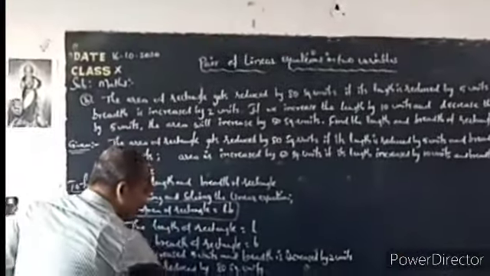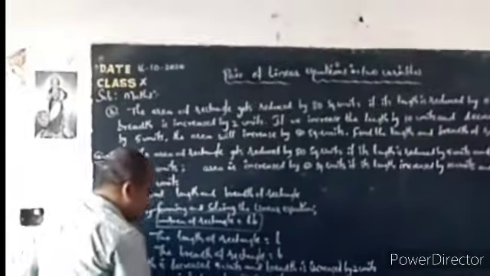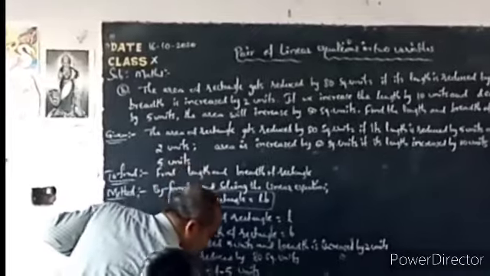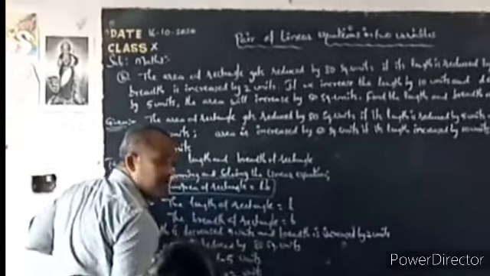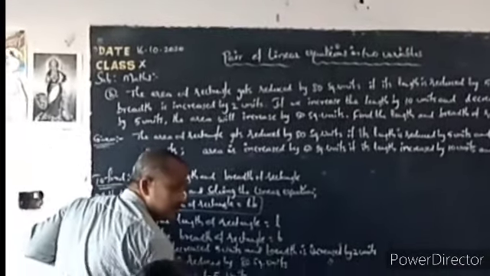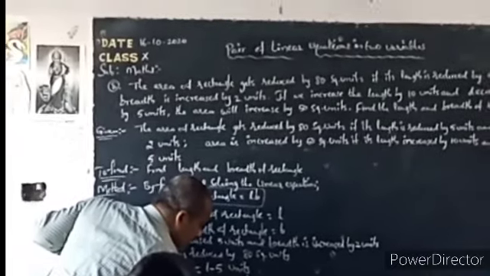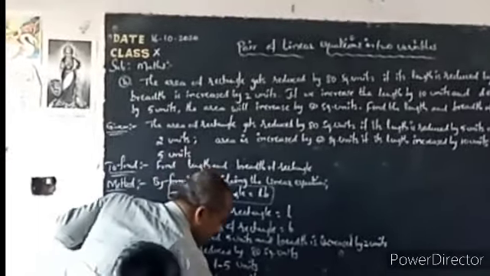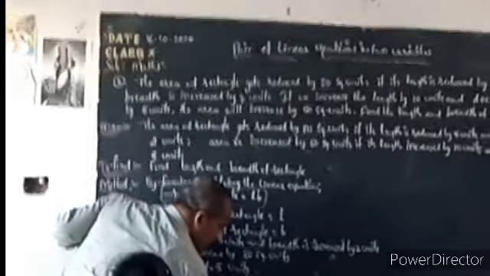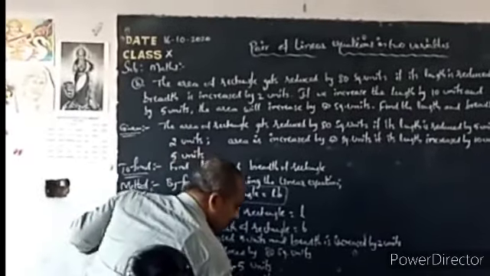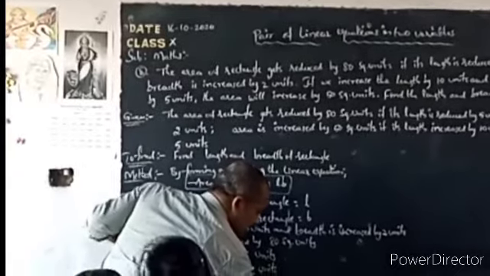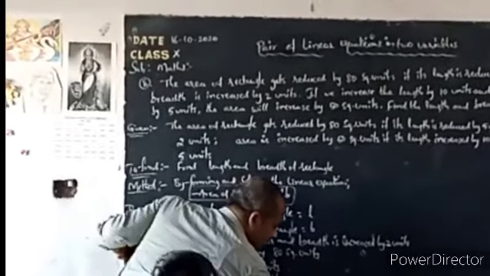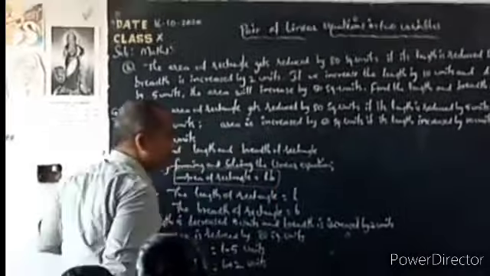Now simplify the LHS part. L into B, LB. Next, L into 2, 2L. Next, minus 5 into B, minus 5B. Minus 5 into 2, minus 10. That is equal to LB minus 80.